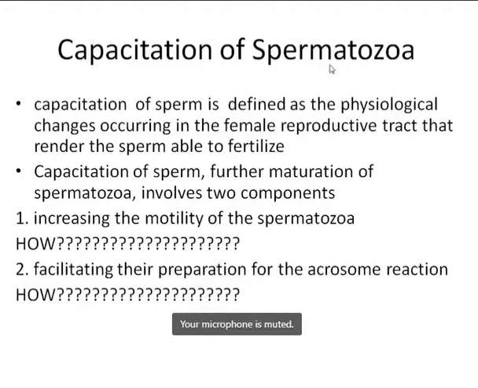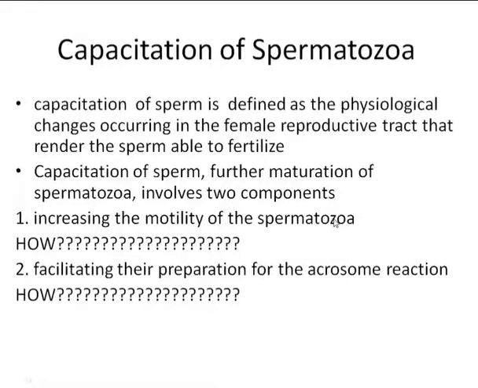This is the final preparatory physiological changes that occur in the female reproductive tract, which render the sperm able to fertilize. So it will make the sperm viable and competent to fertilize. What is the capacitation of sperm? What are the final physiological changes? What is the final maturation and development process of the spermatozoa? That is known as the capacitation of sperm, and it basically involves two stages. One is increasing the motility of spermatozoa. Suppose the sperm is deposited.